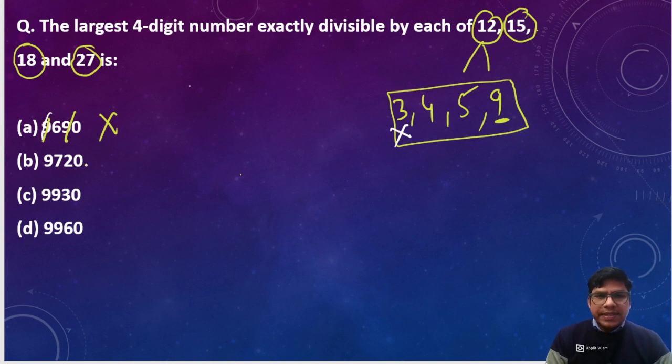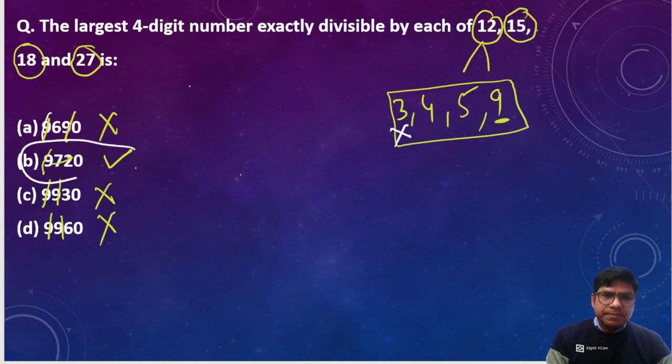If we go through the second option, 9, 7 plus 2 is 9, this is exactly divisible. So this may be our answer. Now if we go through option C, this is not exactly divisible by 9. We are getting 6 as a remainder, so this cannot be our answer. So we are left with only one option, that is B. So B is the right answer.